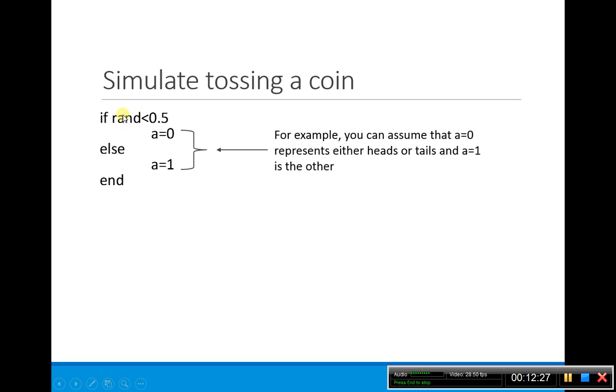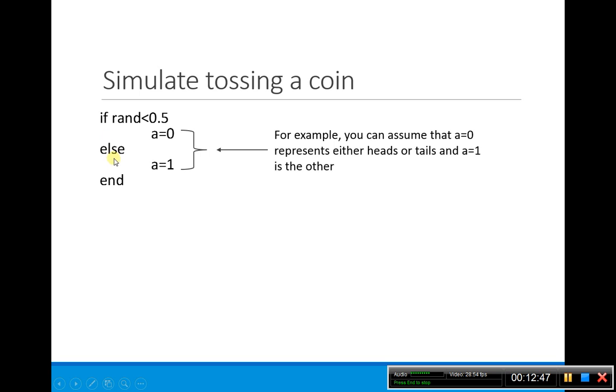So we can have this random number. We can find a random number between 0 and 1. Remember, rand just gives a random number drawn from a uniform distribution. And I can just say that if that random number is less than 1/2, then I've drawn, let's say, heads. If the random number is greater than 1/2, so that's this else command, then I've drawn tails.